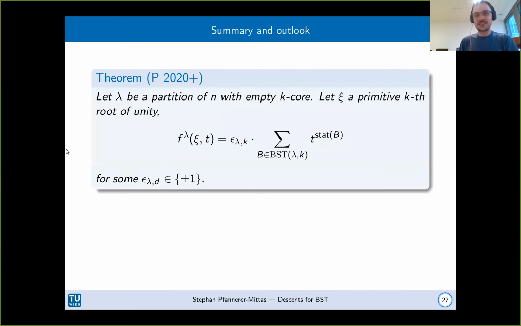And now we can sum up what we have. The theorem is now proven: when we have our partition with empty k-core, we can plug in the roots of unity and interpret the generating function, where we had major index and descents on standard tableau, now as a generating function using the descents on the border strip tableau.